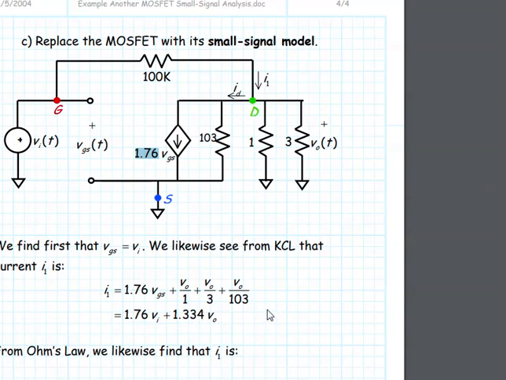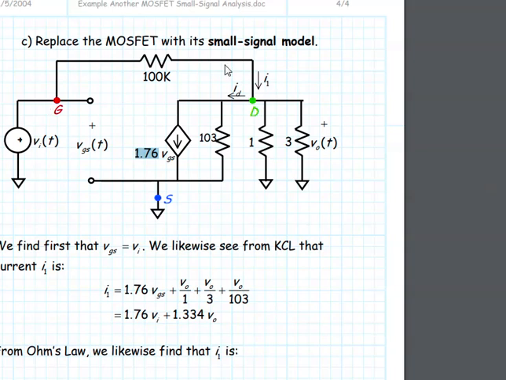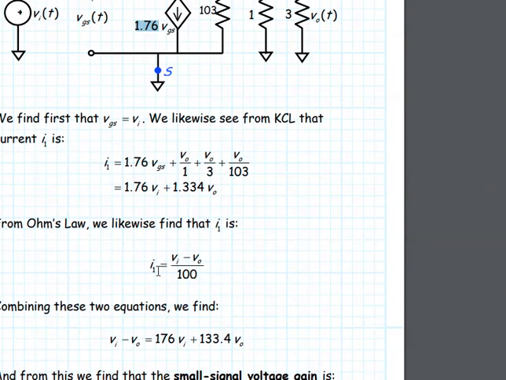1.334 V out. Okay? We also know that both sides of this 100K, one side is V in, one side is V out. And the current that is passing through that is I in. So V in minus V out over 100K will give us I in, right? Or I1. So I1 is V in minus V out over 100. And also we know that I1 is 1.76 V in plus 1.334 V out.